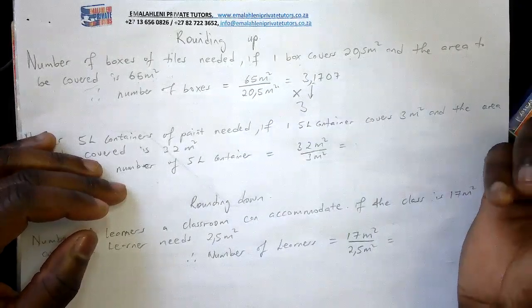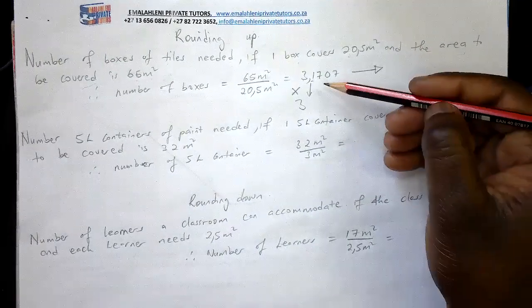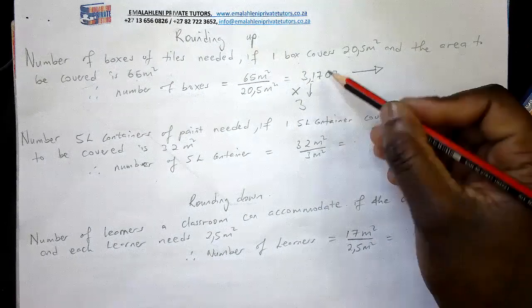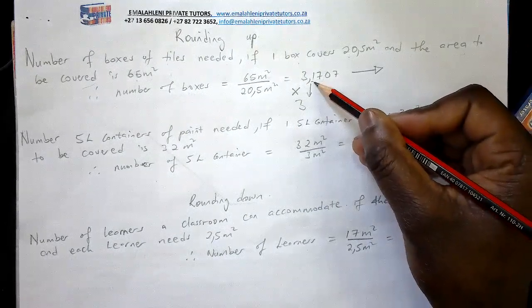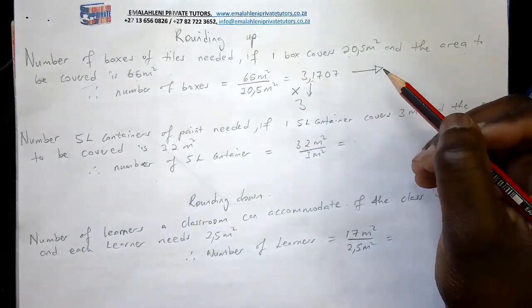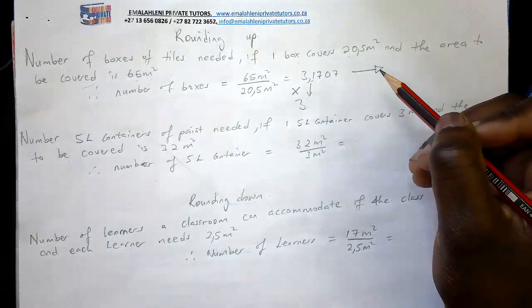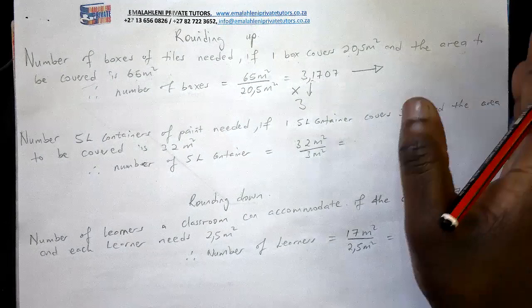So what must we do? We must round up. What do we mean by rounding up? When we see that you have got 3 boxes, it means that we have got that small portion that will need even 1 tile. You understand? Even if there are 10 tiles inside, you're going to use 1 tile out of that box, because we need that tile. We can't finish the area without that tile.